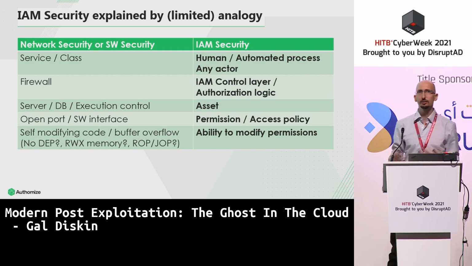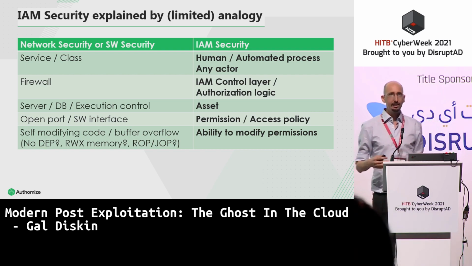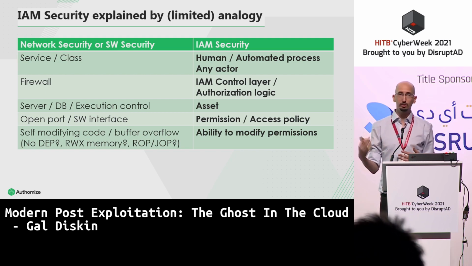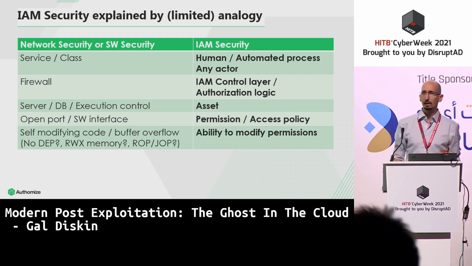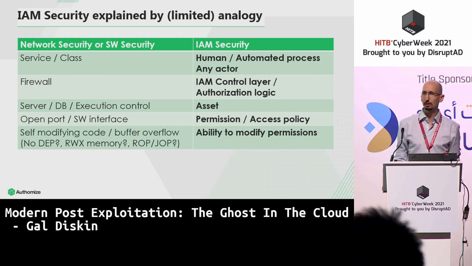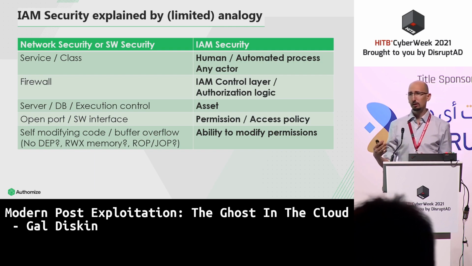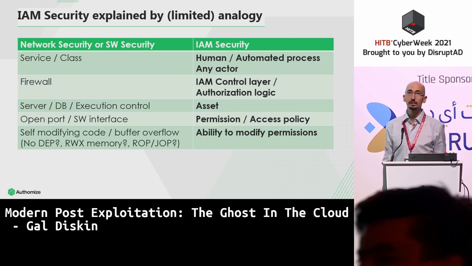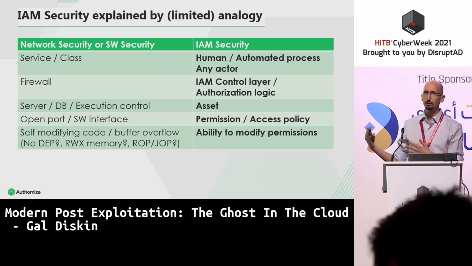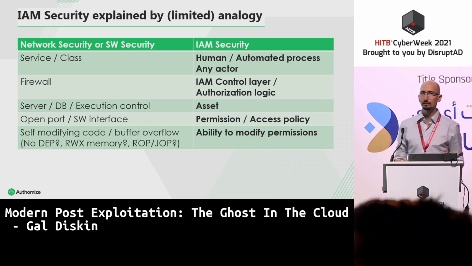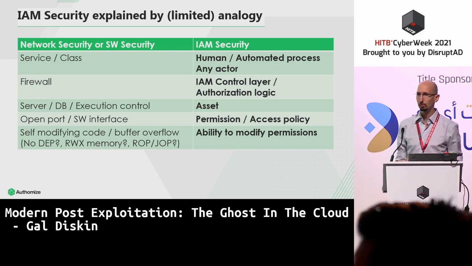So let's take this analogy a step further. What we see now is sort of an analogy to network security or software security and IAM security. What we see is, for example, a service or a class is similar to any actor that you have in your systems. A firewall is similar to the authorization logic or the IAM controller. An asset or an object that you protect through IAM permissions is generally a server, a database, an execution control in the traditional network world.